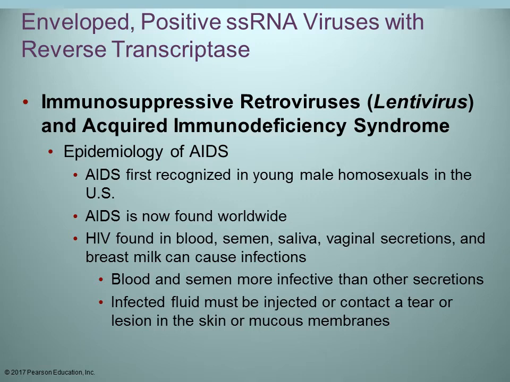There is thought that HIV may have been present in humans in the early 1920s, but we don't know that definitively. In terms of the epidemiology of AIDS, AIDS was first recognized in young male homosexuals in the United States, and it is now found worldwide.